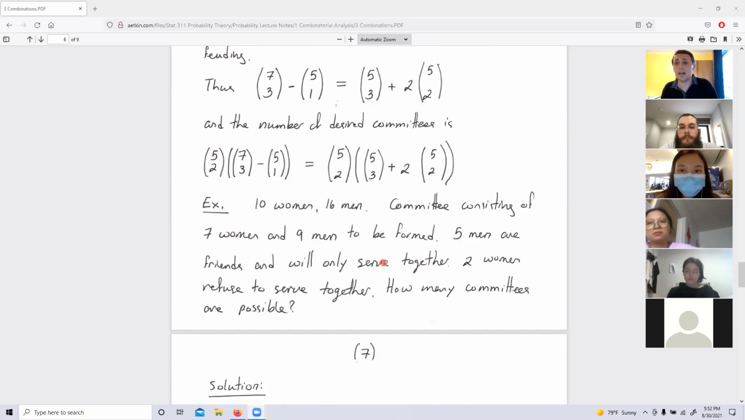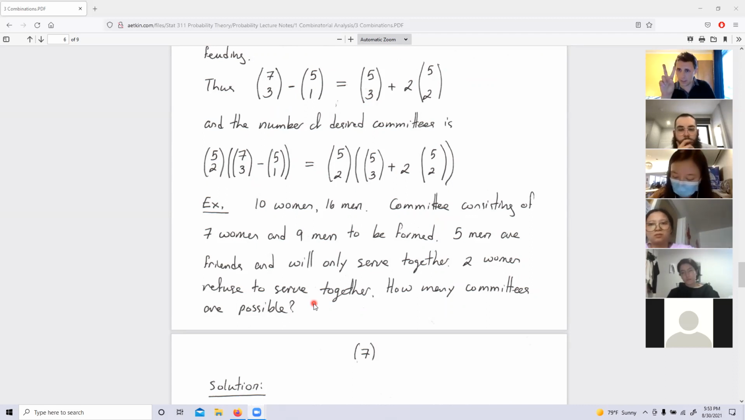Here is yet another example, guys. Let's see if you can do it now, or try to write in the comments if you manage to do it fast enough. 10 women and 16 men. A committee consisting of 7 women and 9 men is to be formed. 5 men are friends and they have to be together. So 5 people always have to be together, all of them. 2 women refuse to serve together. How many committees are possible?